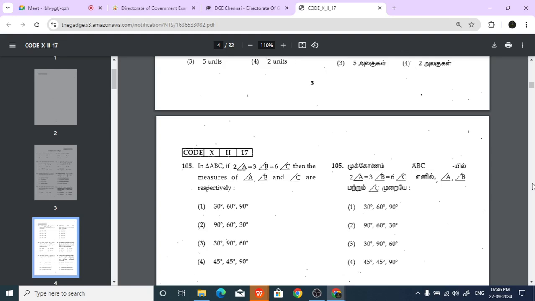Is angle A bigger than angle C? No, sir. Angle A is smaller than angle C? Which is correct? Angle A is bigger, sir. Okay, look at the options. All of you look at the options. In which option do you have angle A bigger than angle C? Second one, sir. So you need not even calculate anything. Once you know angle A is bigger than angle C, you look at the options. The only option where angle A is bigger than angle C is the second option.